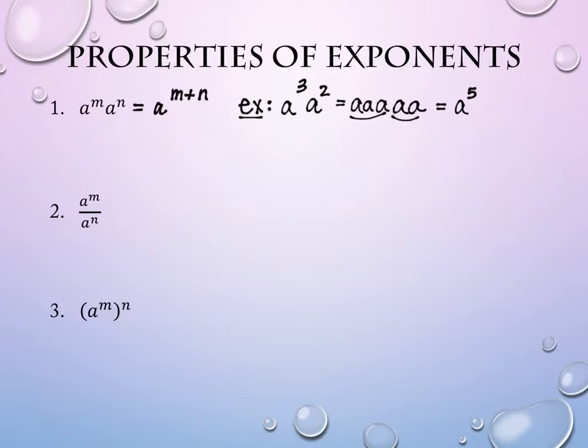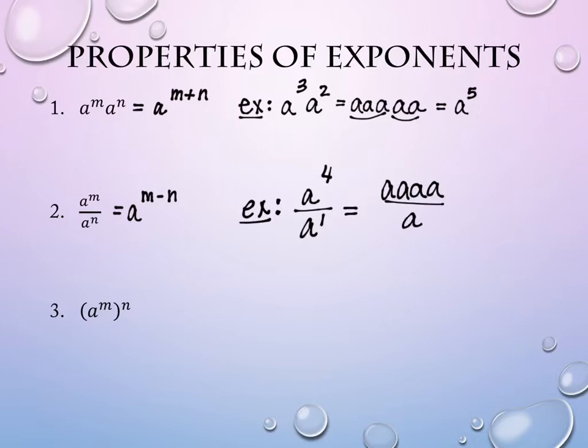So if the first one, where it looks like multiplication with these exponents, means that I end up adding the exponents, what do you think is going to happen if I do division? Subtraction. It is subtraction. So it's the top exponent minus the bottom one. And again, I want to justify for you why it works with an example. So we're going to do a to the 4th over a to the 1st. So a to the 4th means I have 4 a's. A to the 1st means I have 1 a.